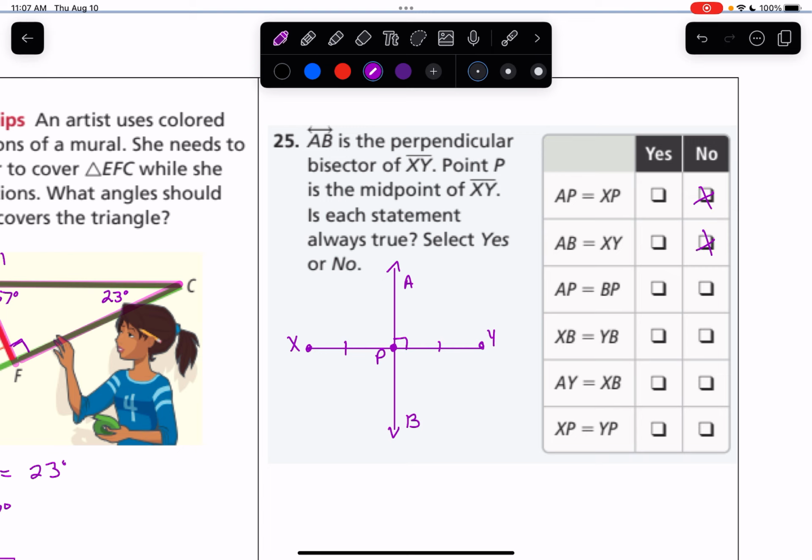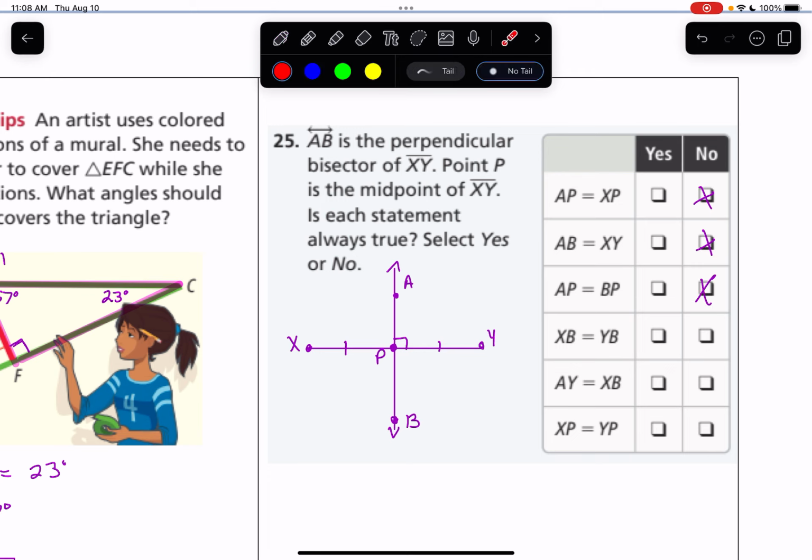Then we have AP equals BP. Here's AP, here's BP. Well, AP and BP, they're not marked as being bisected. It could be that A is a point right here, and B is a point right here. That would still be line AB, but those would not be the same length of segments. So we cannot say that is true.